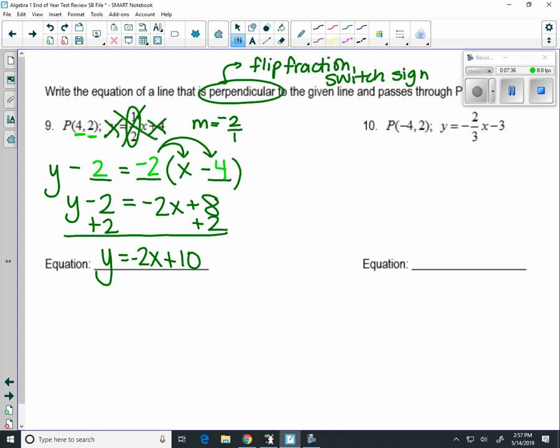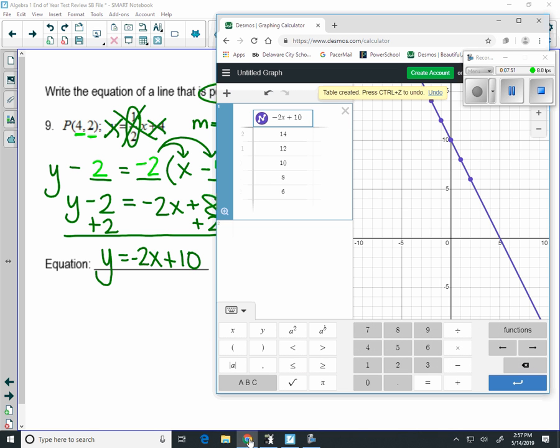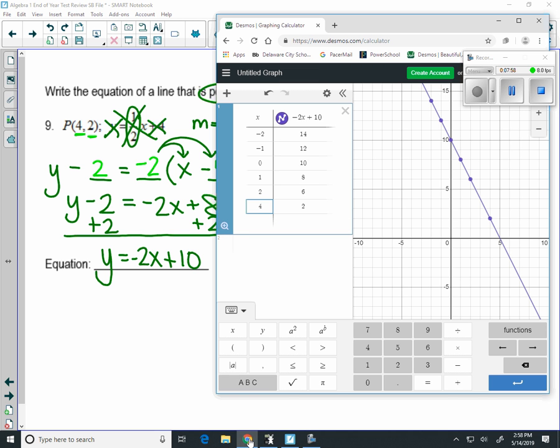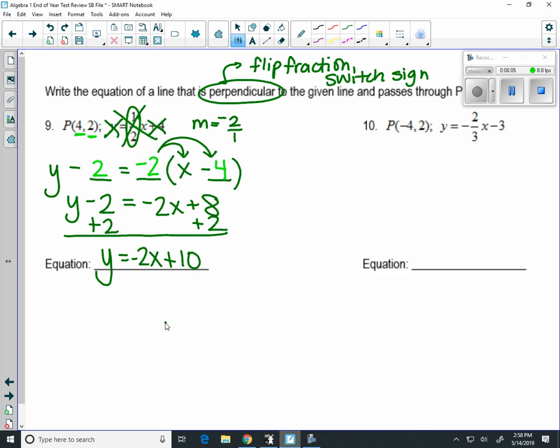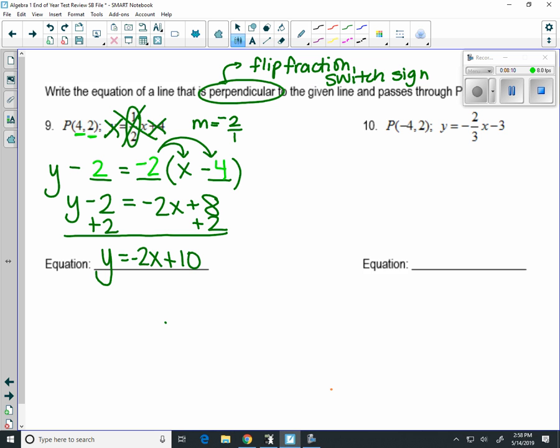Again, you can double check this in Desmos. You would put this in, just like we put in that last problem, y equals -2x plus 10. And we want to make sure this goes to the point (4, 2). So what I need to do is go down here and put in 4, hopefully 2 is the point that I get out. You can put in your original line and look at it and make sure it looks perpendicular, but that's not 100% necessary.